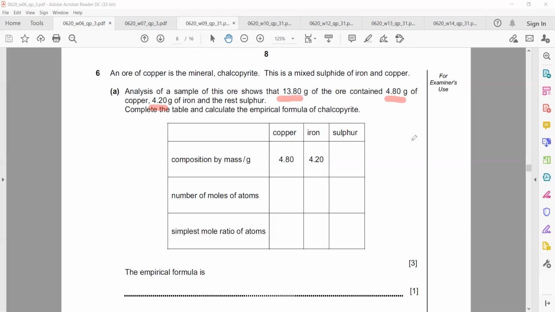It's not necessary you solve on the same part. You can use any part of the screen to solve this. So first to get the empirical formula, we'll divide by atomic mass. Atomic mass of copper is 64, iron is 56, sulfur is 32. I will write the atomic masses here. Copper 64, iron is 56, and sulfur is 32.